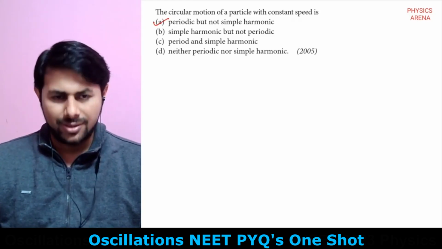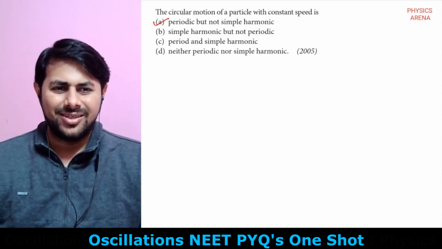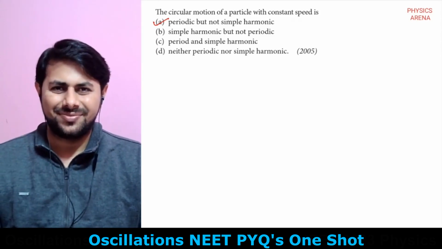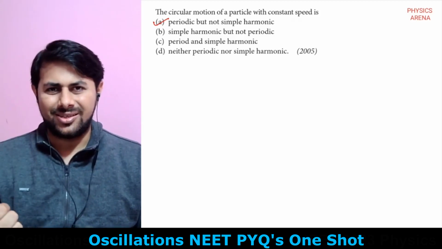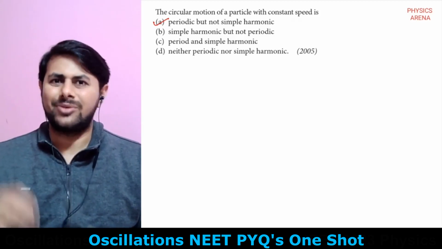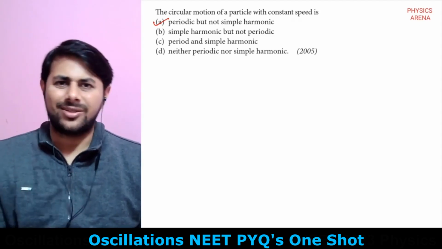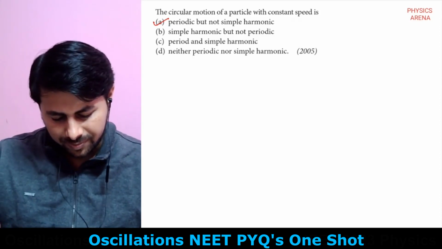Right. So why is there so much confusion? Circular motion is not to and fro motion, right? There is always some force directed towards some position, towards the center of the circle. But it is not to and fro motion. So it is not simple harmonic motion.